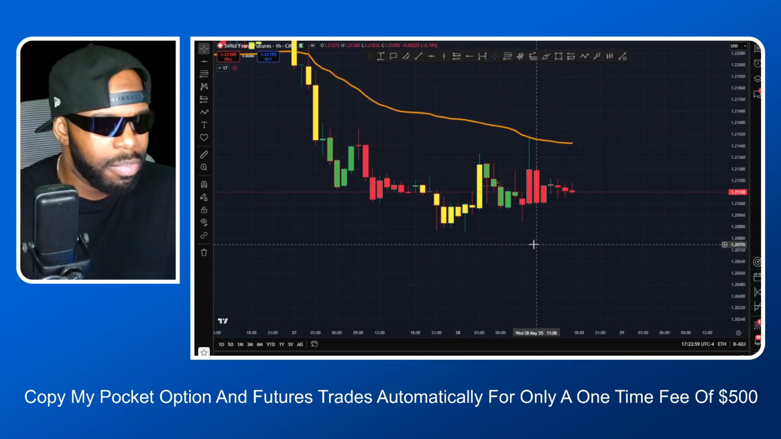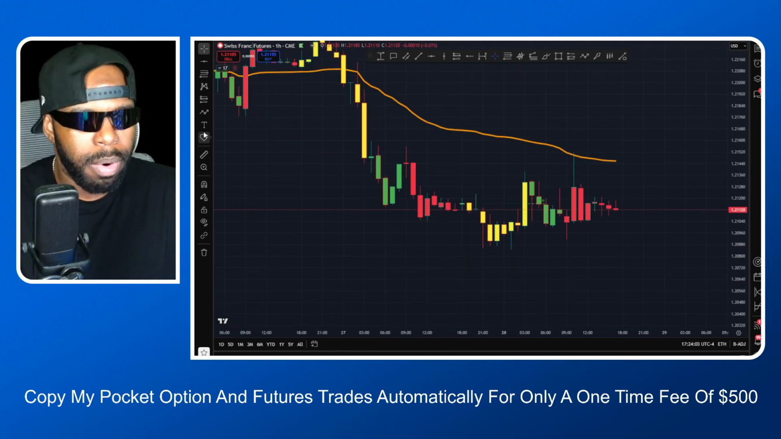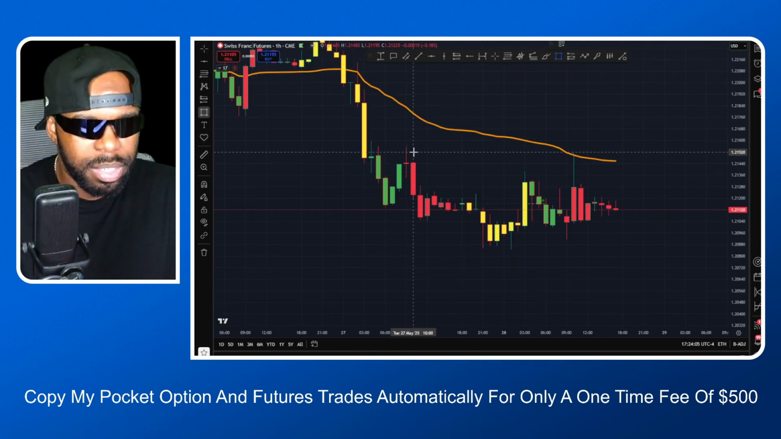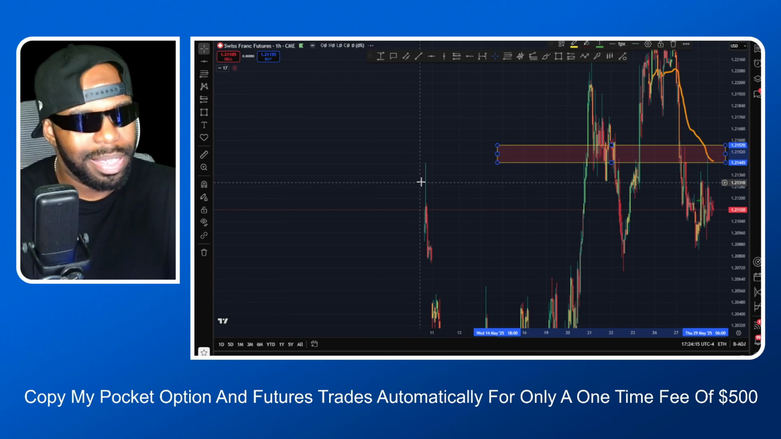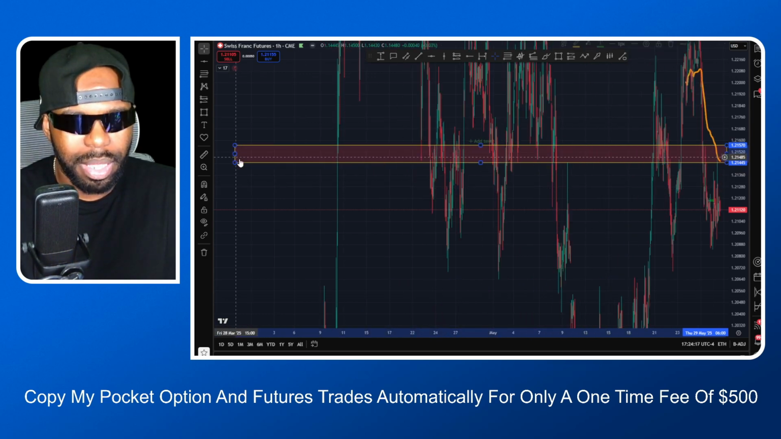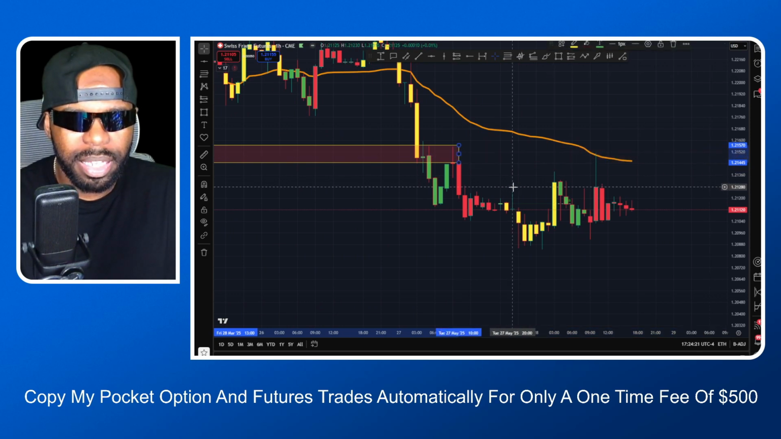Now, just to give you another example of what you could have done yesterday, you could have marked up your US session high and low from yesterday's session, which was here. This was yesterday's high here. You could have dragged it there, right? This is textbook, it's crazy how this works.